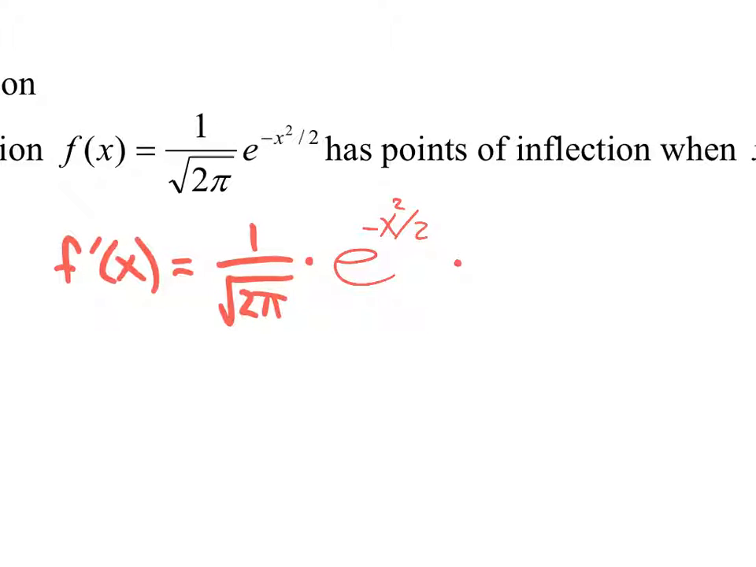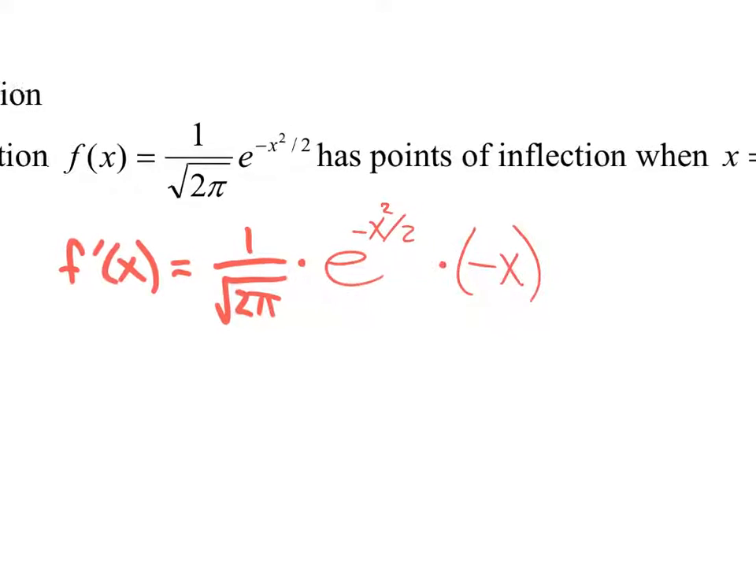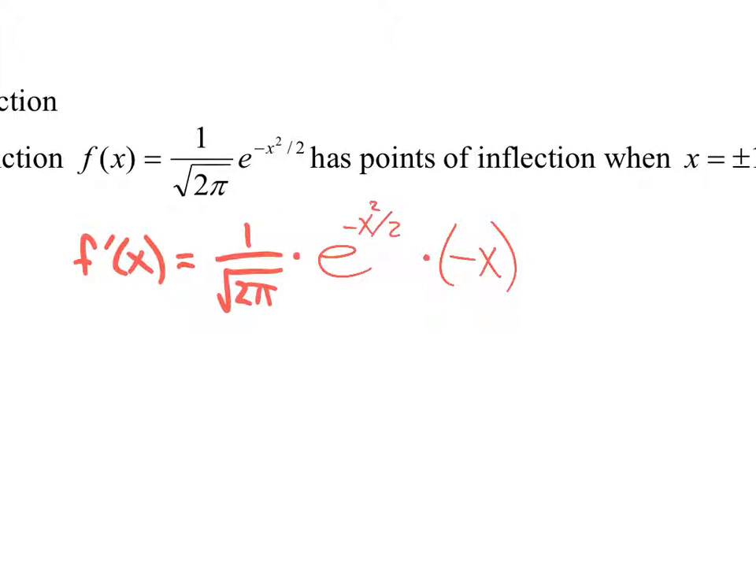This is a negative 1/2 x squared, so you bring down the... it's negative 1/2 x squared, so what's the derivative of negative 1/2 x squared? Negative x, yeah. 2 minus 1. So it'd be negative 2 times x over 2, so the 2's will cancel. Okay? Now, in order to help us out here a little bit, let's simplify.